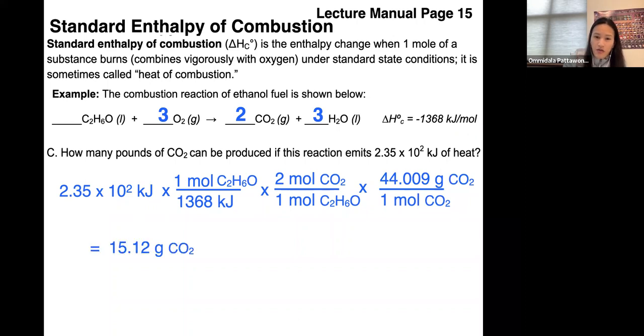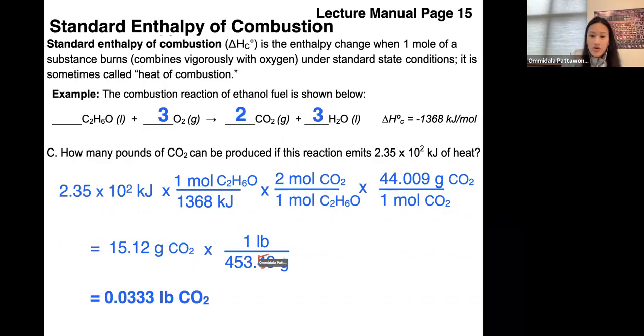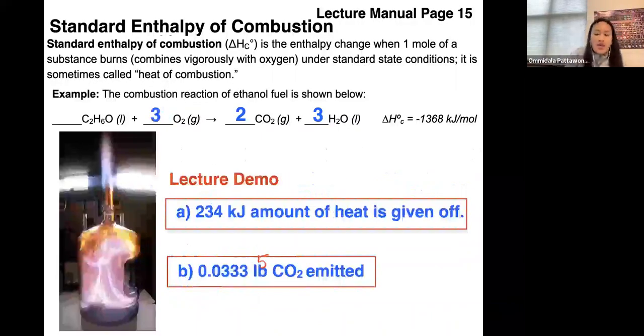And then the last step would be to convert from grams to pounds, which is going to be 453.59 grams per 1 pound. So if you do this, you are going to get... let me recheck my calculation one more time, since I changed that. Actually, my calculation is already based off the correct number. So this is the correct answer. Again, you are going to see the amount of heat being given off in my lecture demo, and this lecture demo will also tell you that the amount of carbon dioxide being emitted is 0.033 pound.